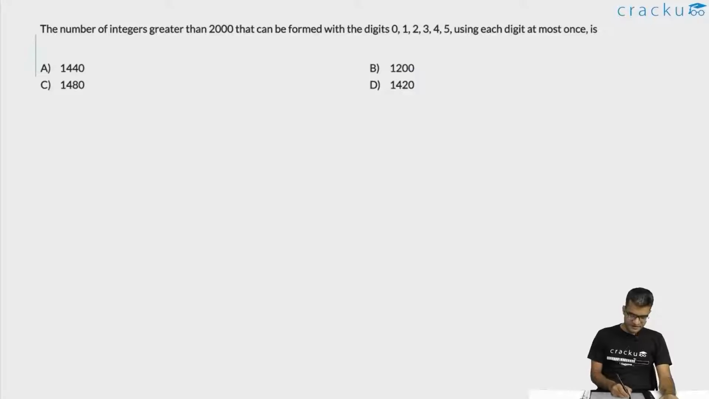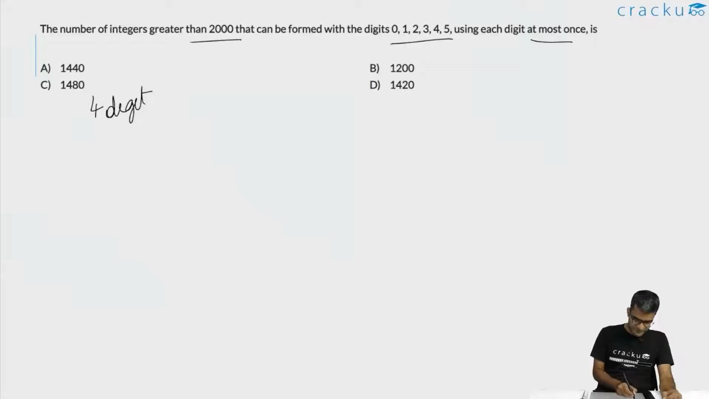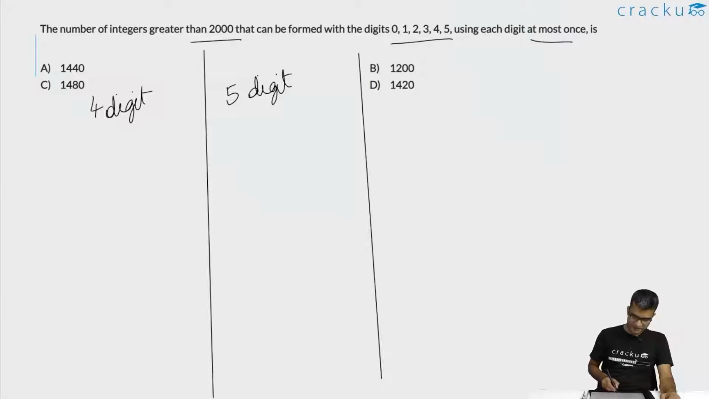In this question, we are asked to calculate the number of integers which are greater than 2000 that can be formed using the digits 0, 1, 2, 3, 4 and 5, such that each digit is used at most once. Let us first calculate the number of 4-digit numbers that can be formed using these digits which are greater than 2000. Then we will calculate the number of 5-digit numbers, and finally we will calculate the number of 6-digit numbers.